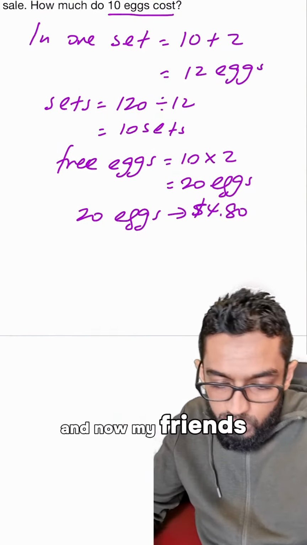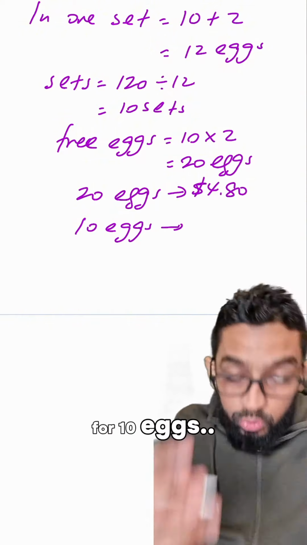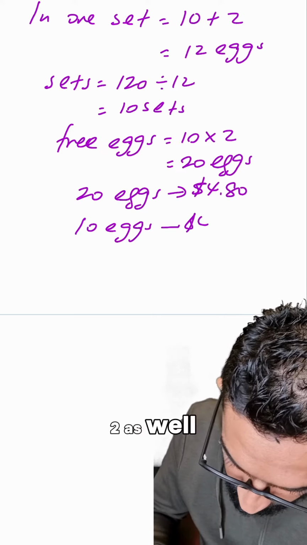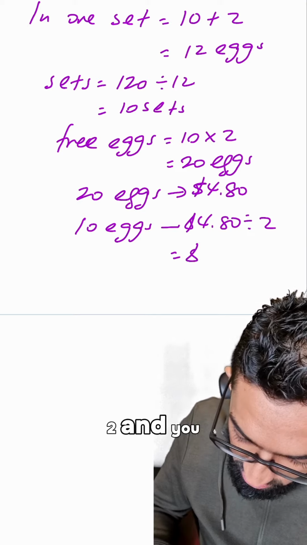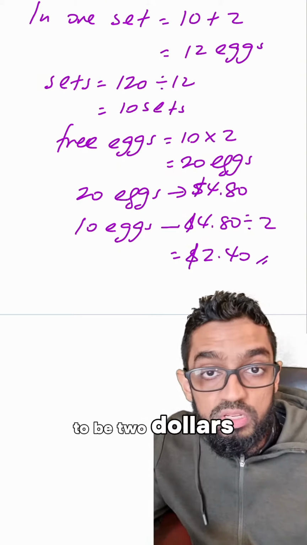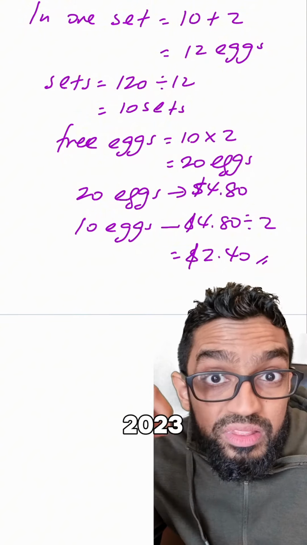And now, my friends, we need to jump to 10 eggs because that's the question. For 10 eggs, 20 to 10 you divide by 2. So $4.80 you divide by 2 as well. $4.80 divided by 2, and you will get the cost of 10 eggs to be $2.40 for this actual grouping question in PSLE 2023.